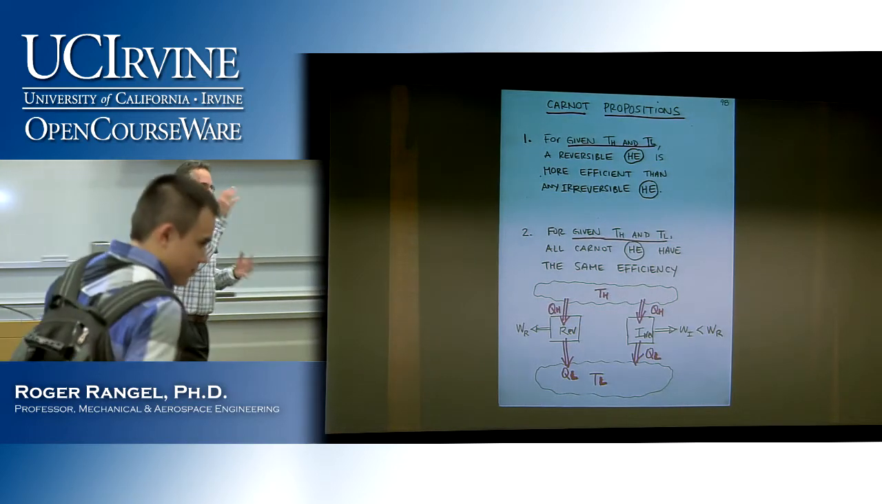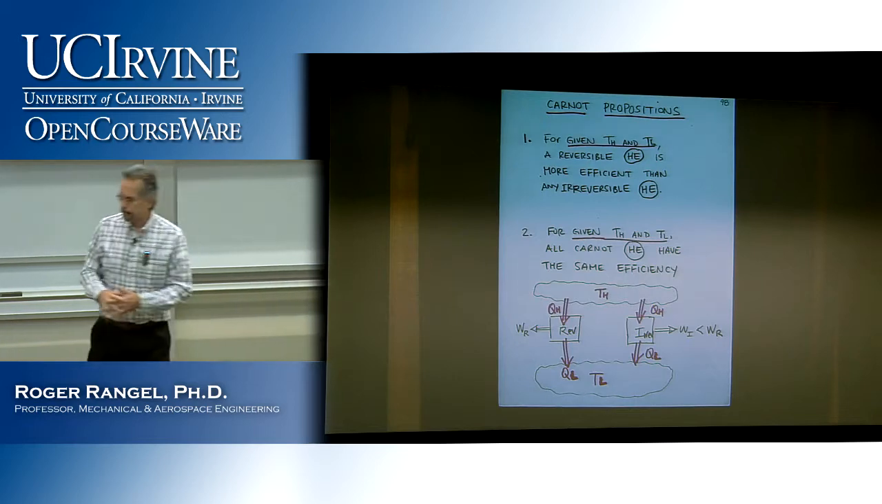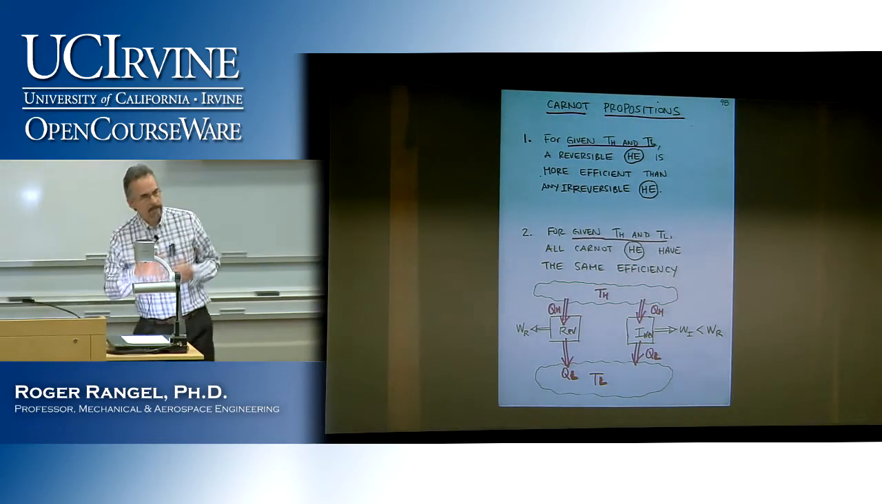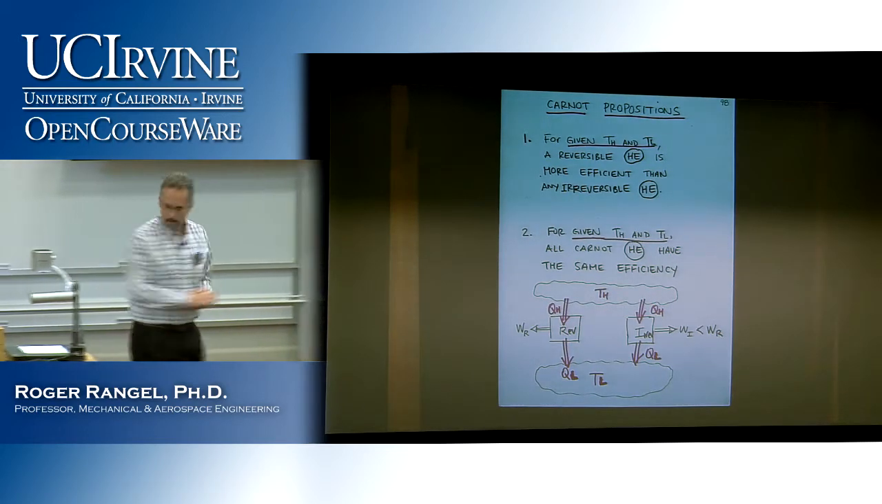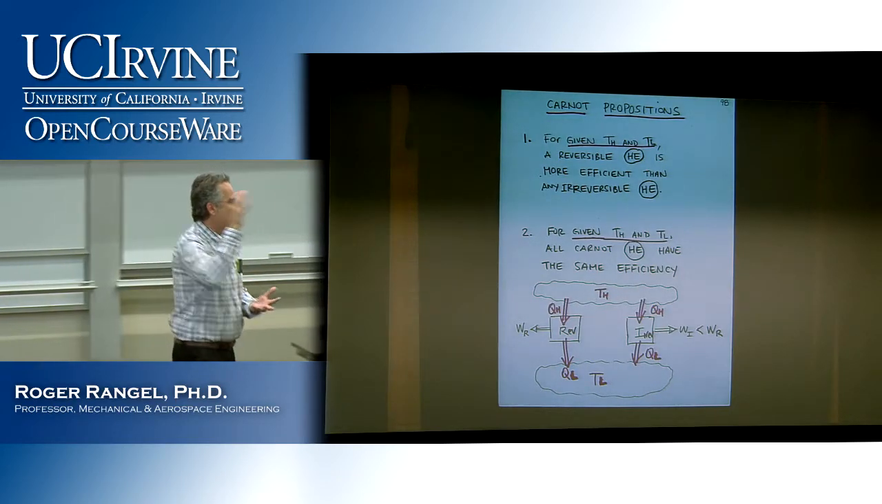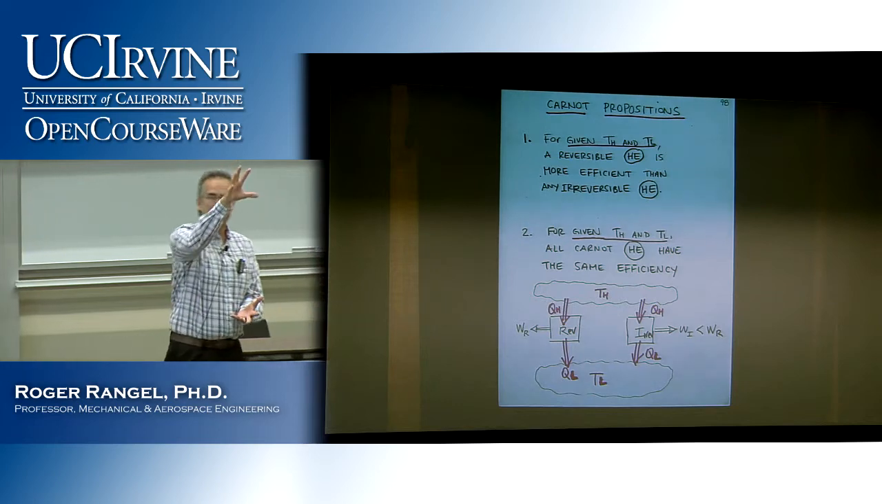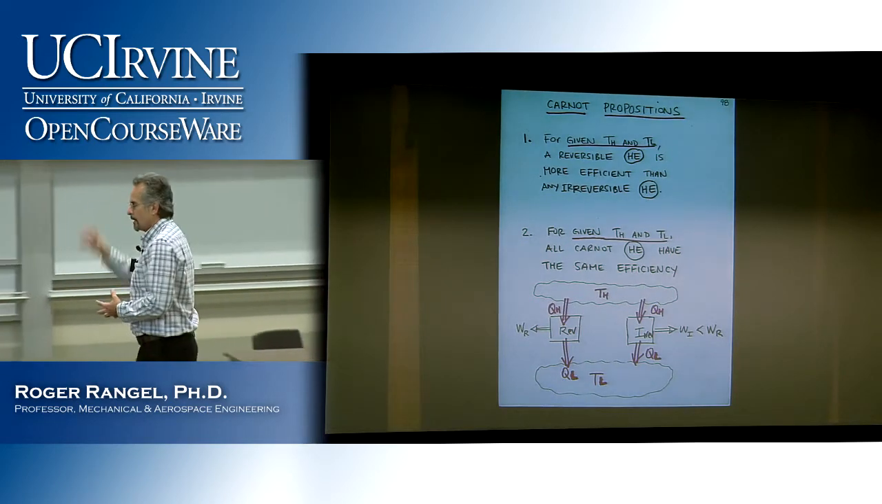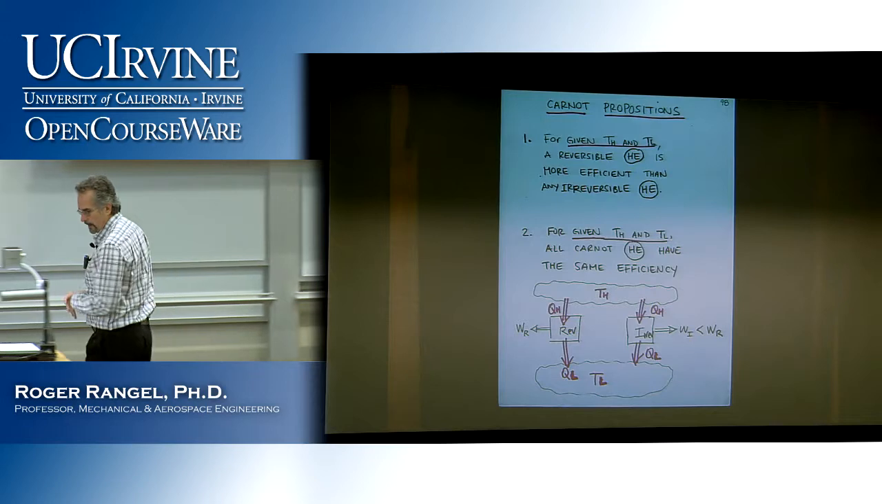So things to keep in mind, it's a cycle, so the system is undergoing cyclic variations. As any other cycle of this type, it is operating between two temperatures. There is a high temperature and there is a low temperature, and the cycle operates between those two temperatures.